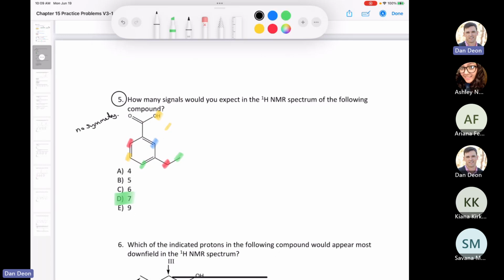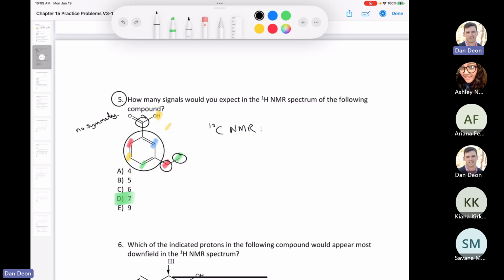If you were to try this one and identify how many signals would you see in the carbon-13? So in the carbon-13 NMR, even though it's not asking for it, every single carbon in here would be unique. So you'd have 6 in the aromatic ring, 7, 8, 9. So you'd have a total of 9 signals in the carbon-13.